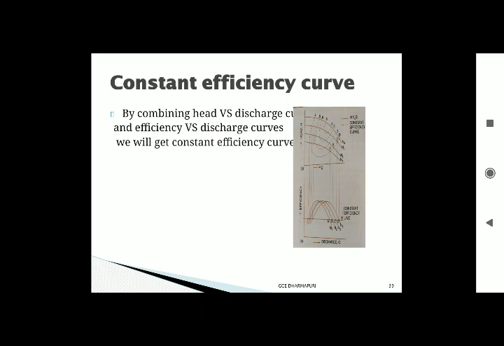By combining head versus discharge curve, மேலே ஹெட்டுக்கும் டிஸ்சார்ஜுக்கும் கர்வ் இருக்குது, கீழே எஃபிஷியன்சிக்கும் டிஸ்சார்ஜுக்கும் கர்வ் இருக்குது. இதில் ஒரு பர்டிகுலர் எஃபிஷியன்சி எடுத்துக்கிட்டு ஸ்ட்ரைட் லைன் போடுறோம். பாருங்கள், கீழே கான்ஸ்டன்ட் எஃபிஷியன்சி லைன்னு போட்டிருக்காங்க.